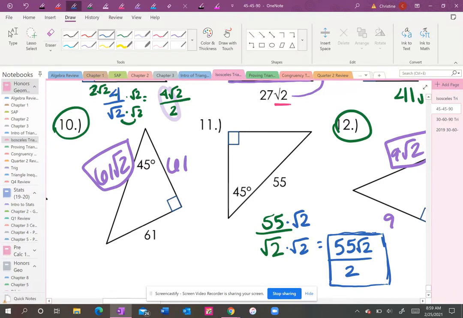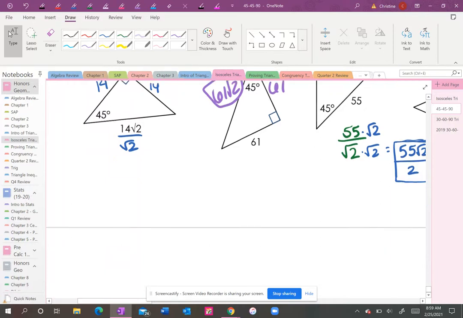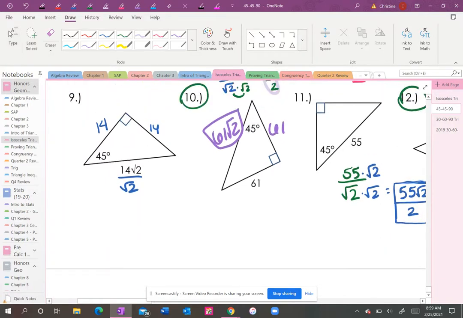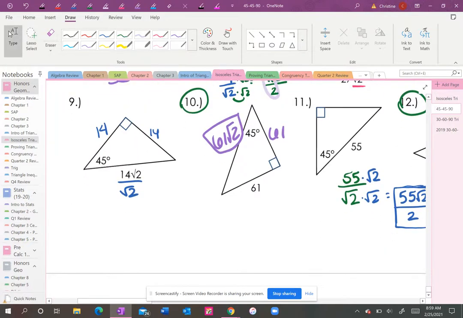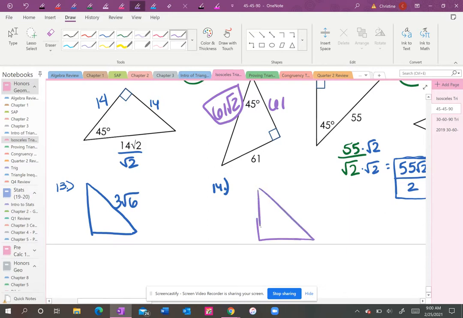I'm going to make up 2 other questions that are not on here just because I want you to see how to do all of these types of problems, and I don't want any surprises if you have a worksheet. So let me make up 2 questions. I'm going to call them 13 and 14. And I'm going to make them, 3 root 6. And we'll do one where the hypotenuse is 8 root 7.